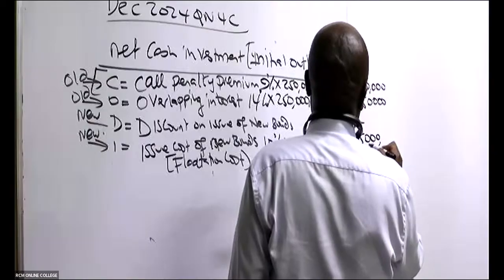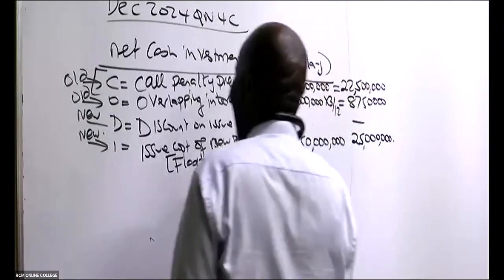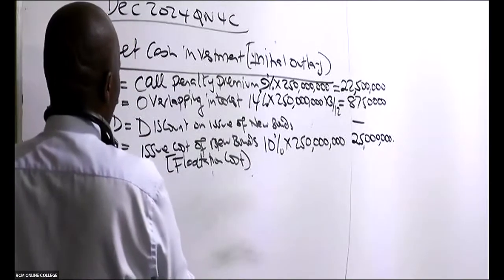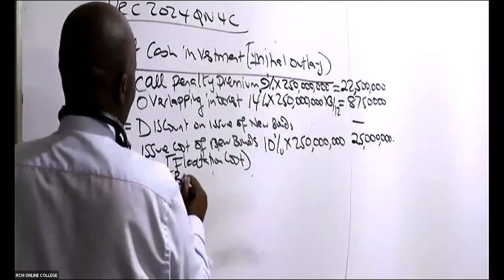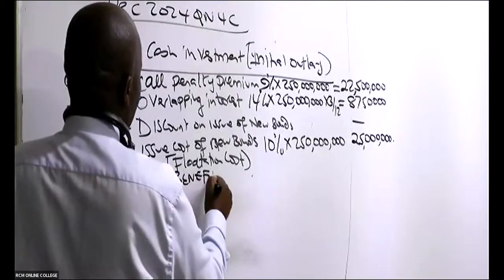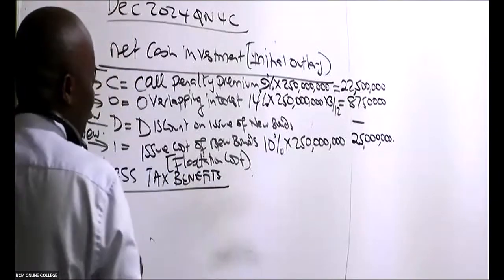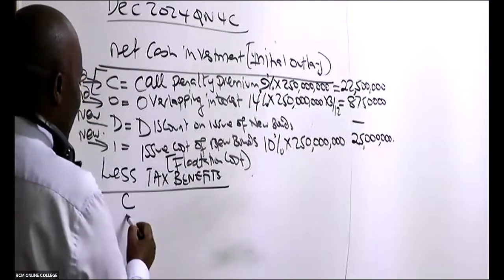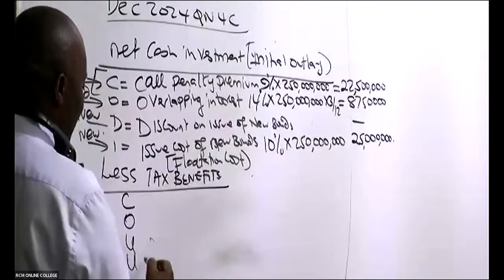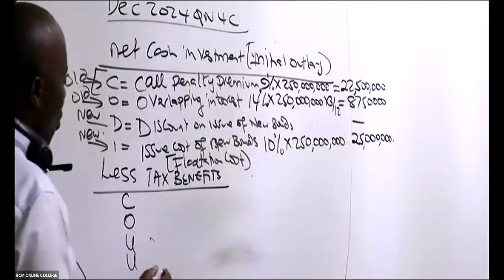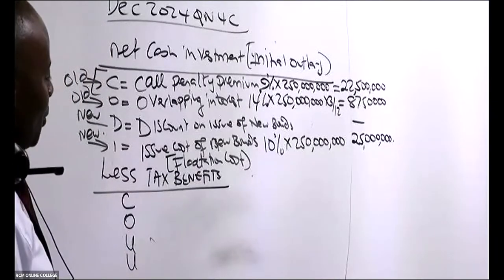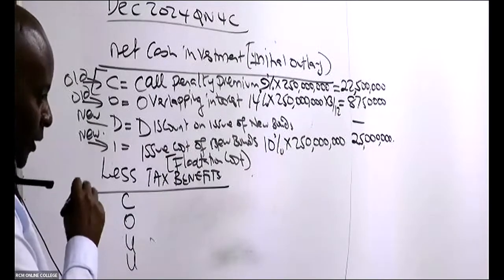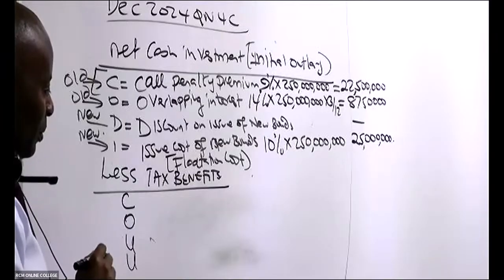Now from there, ladies and gentlemen, you come and less tax benefits out of this entire exercise. Less tax benefits. So for tax benefits, because most of you hate KRA, anytime we talk about tax benefits, because it goes to KRA, always use that acronym COE.